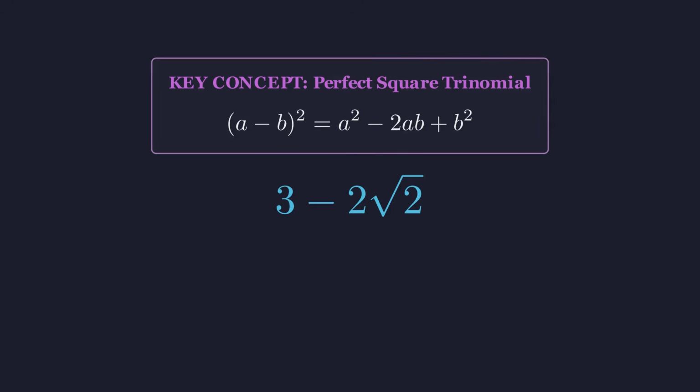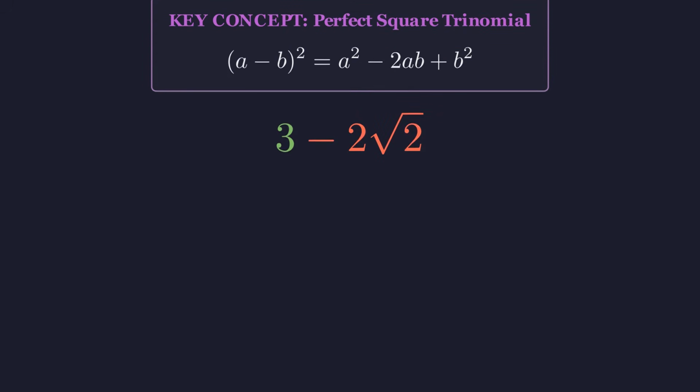Let's look at what's inside our square root. We have 3 minus 2 times root 2. The goal is to match this to our template, a squared plus b squared minus 2ab. Notice the structure is remarkably similar. Let's align the parts. The term with the square root naturally corresponds to the minus 2ab part. This means a squared plus b squared should give us 3, and 2ab should give us 2 root 2.